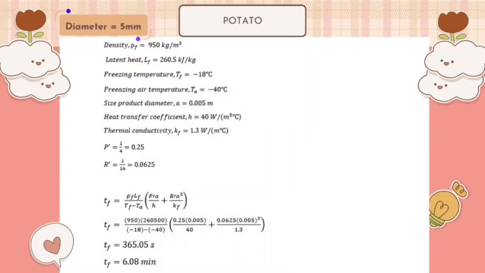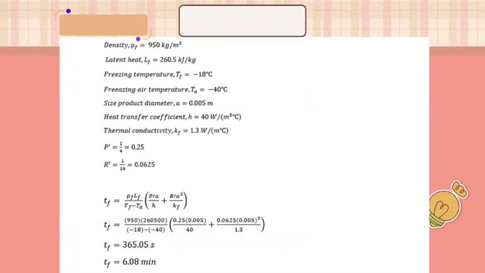For the calculation of the potato, we use a different density, latent heat, heat transfer coefficient, and also thermal conductivity. So, from the calculation, we can see that for the diameter of the 5mm potato, we get a freezing time of 6.08 minutes. While for the diameter of the 10mm potato, we get a freezing time of 12.62 minutes.